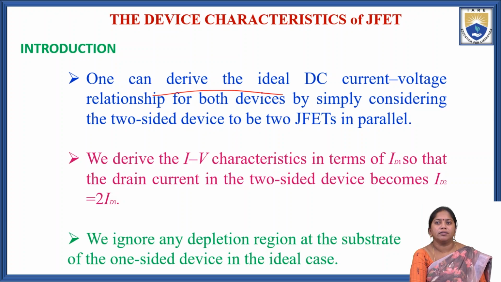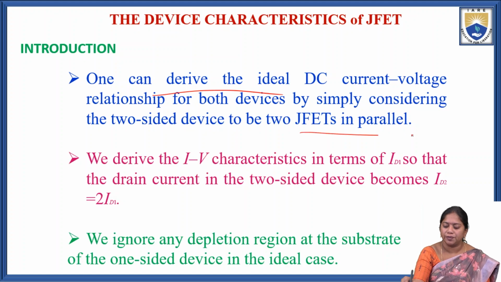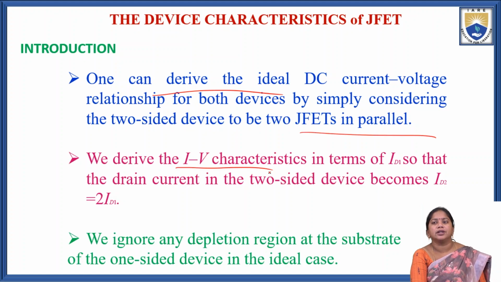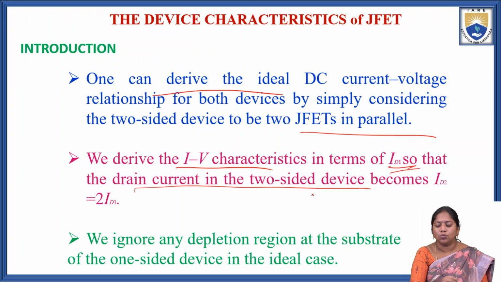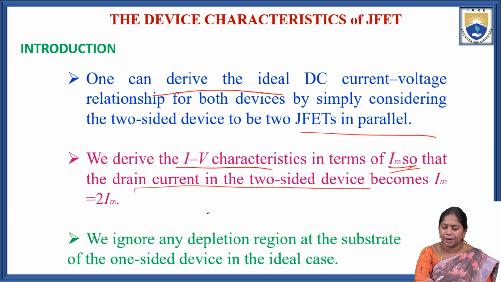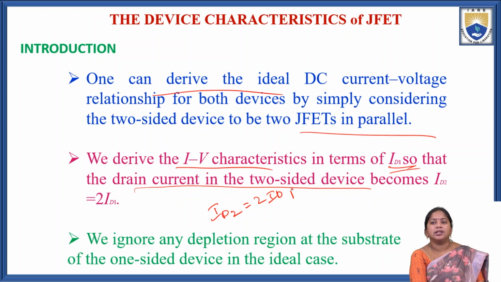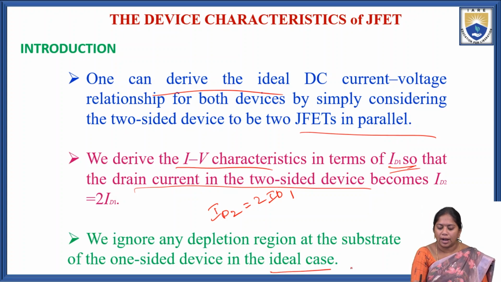the two-sided device to be two JFETs in parallel. So, we derive the IV characteristics in terms of ID1. The drain current in the two-sided device becomes ID2 equal to 2 times ID1. We ignore any depletion region at the substrate of the one-sided devices in the ideal case.